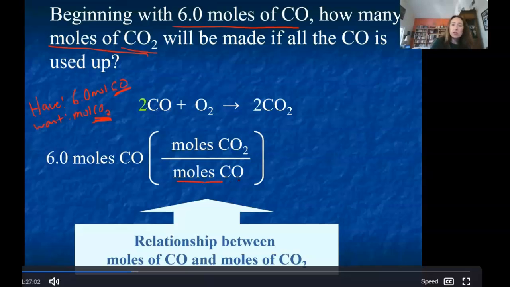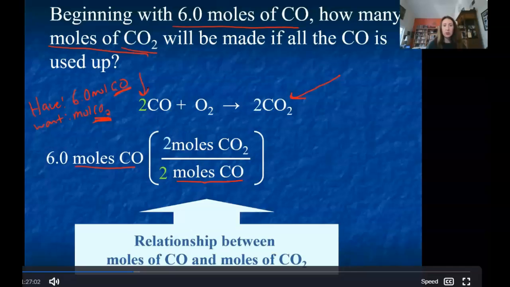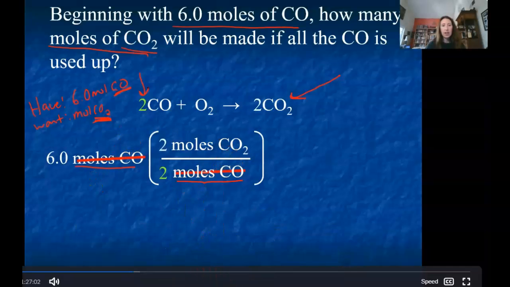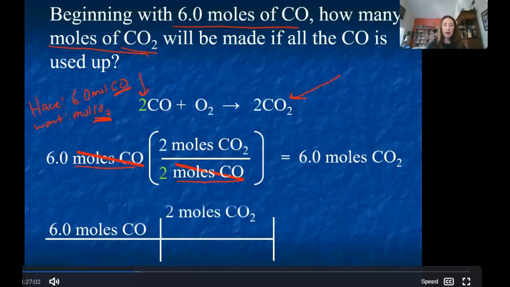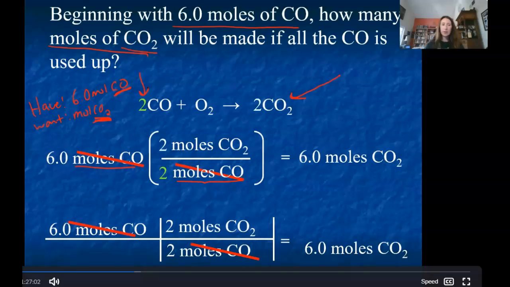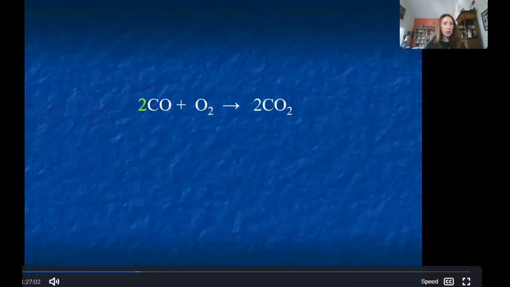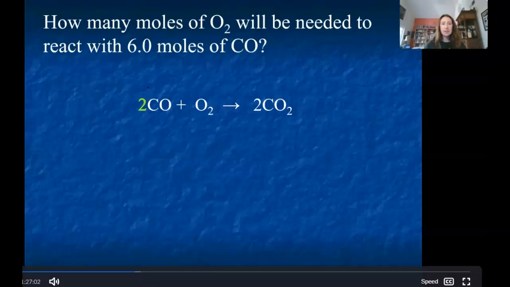And again, the moles of CO will go on the bottom because we need to cross off our units. And we get these relationships from looking at our balanced chemical equation. So we look up here to figure it out. If we look at CO, there's a 2, and we look at CO2, there's a 2. And we cross off our units, and we get 6 moles of CO2. And again, however you like writing it is fine with me. Okay, so now, this time, I'm going to have you try this one.